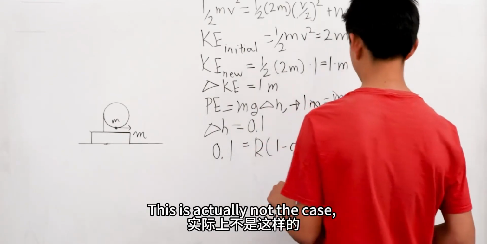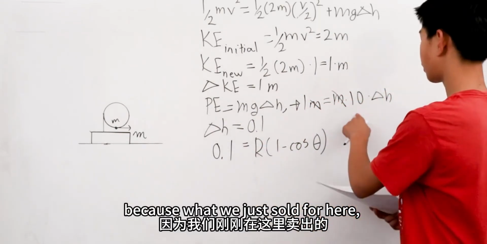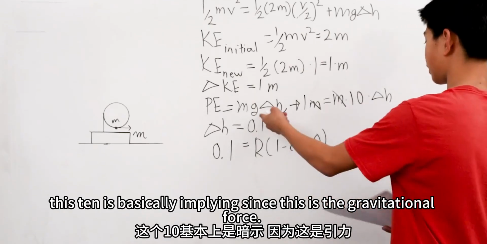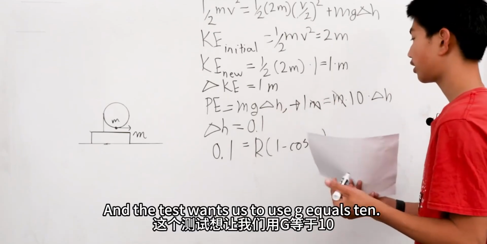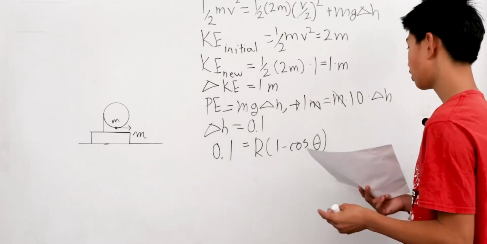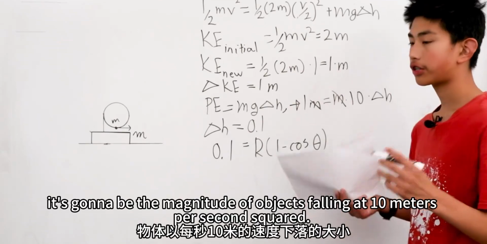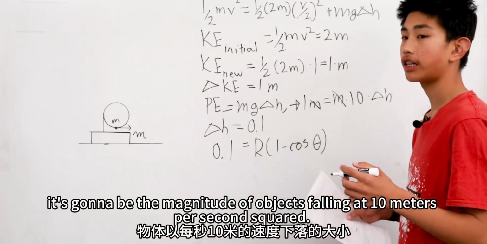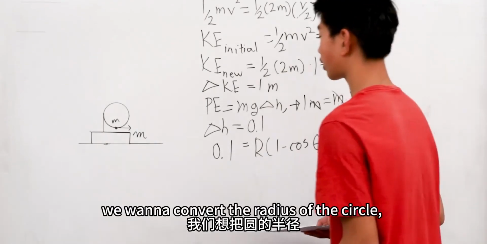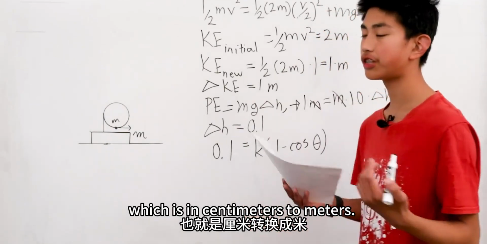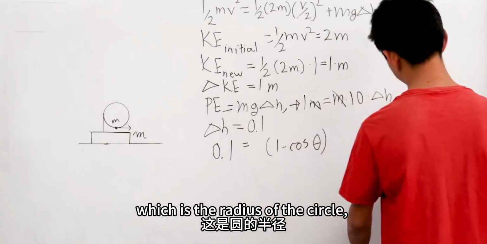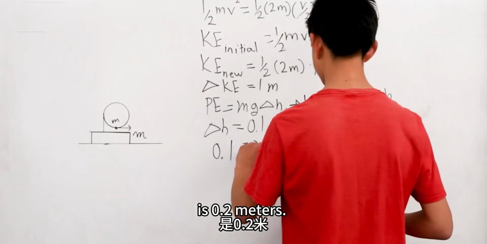Well, this is actually not the case, because what we just solved for here, this 10, is the gravitational acceleration, and the test wants us to use g equals 10, which implies objects falling at 10 meters per second squared. Since it's in meters, we want to convert the radius of the circle, which is in centimeters, to meters. So 20 centimeters, the radius of the circle, is 0.2 meters.